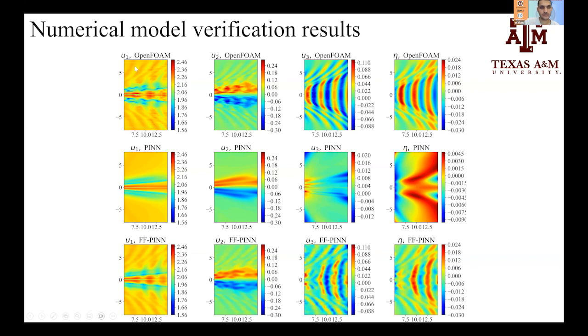Also, I wanted to note that the network is only trained on U1 and U2. For U3 and eta, this is the network prediction. So the network has not seen the vertical velocity component or the surface elevation in the training data. It only sees U1 and U2 in the training data, and it was accurate. It properly predicted the surface elevation and also the vertical velocity component.